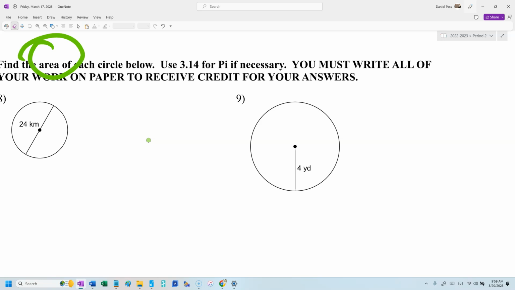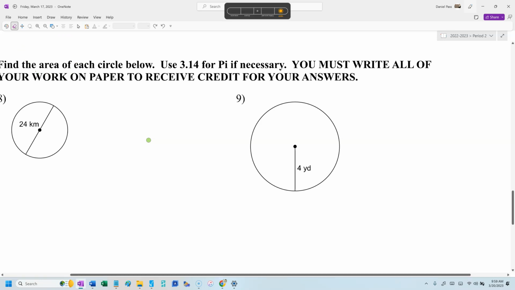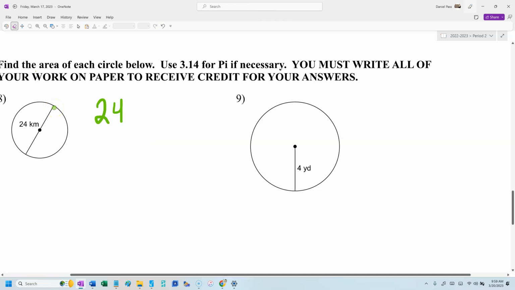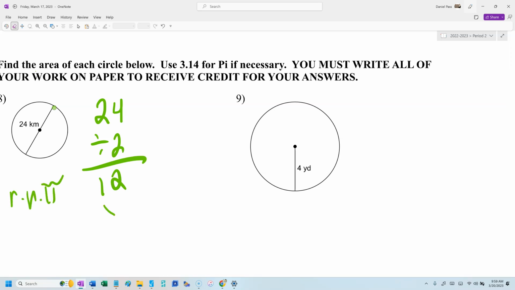Now area. What's the formula, everybody, for area? Radius squared times pi. So Connor, go ahead. The diameter is 24. So we divide that by 2, or we don't have the radius. So now, radius squared times pi is? 452.16. 12 times 12 times 3.14. Yes, that's right, 452.16.